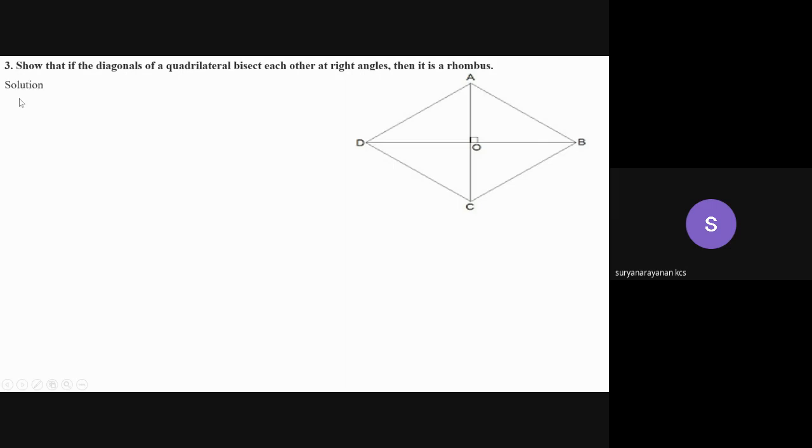Now come to the solution. Let ABCD be a quadrilateral. We have taken a quadrilateral ABCD whose diagonals bisect each other at right angles, according to the given condition. At least we have to draw a rough diagram and write the given data. Then you get at least half a mark.